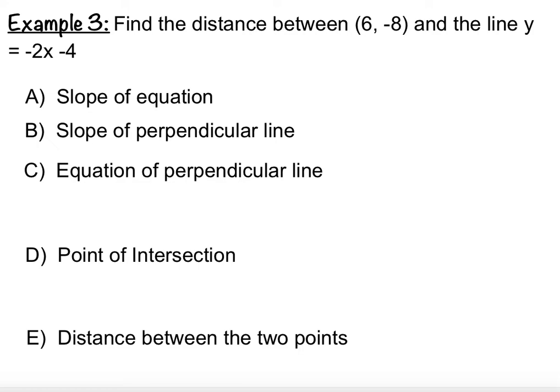The slope of that given line there is -2. What's the perpendicular slope? It's the opposite reciprocal, so it's going to be a positive, and then the reciprocal of 2/1 is 1/2, so it's a positive 1/2.